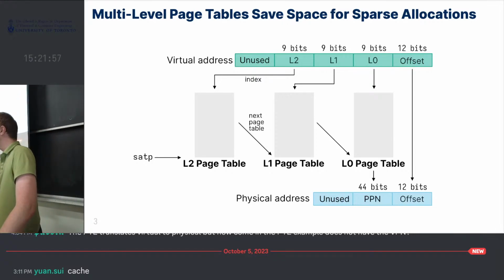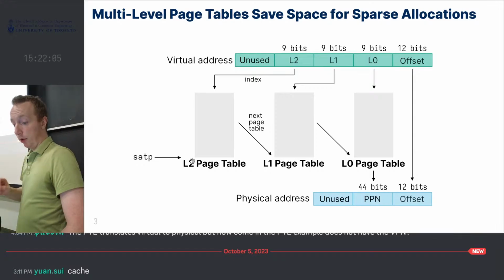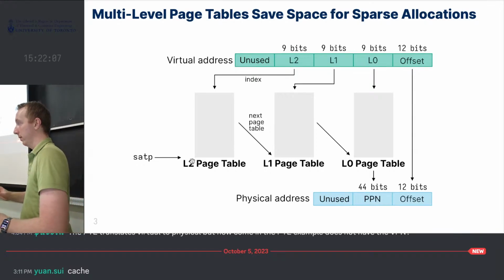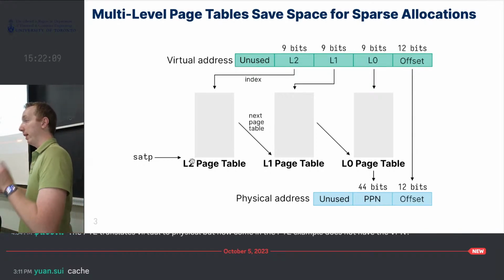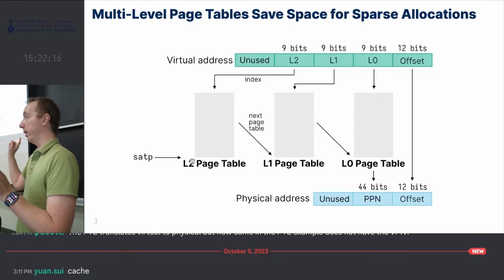Just to be clear, L2 is just full of pointers, and you index where you want to go? Yes, L2 is full of page table entries, same as before. It's just that the physical page number there is not for the translation. It's where to find the L1 page table.